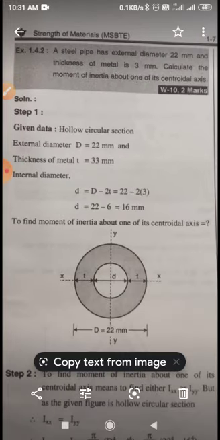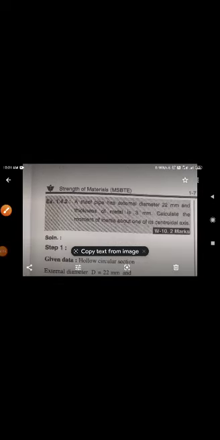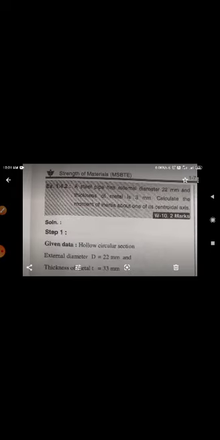A steel pipe has an external diameter of 22 millimeter and the thickness of metal is 3 millimeter. Calculate the moment of inertia about one of its centroidal axes. You can see the problem over here. Centroidal axis means what? The axis which is passing through the center of that geometrical figure.